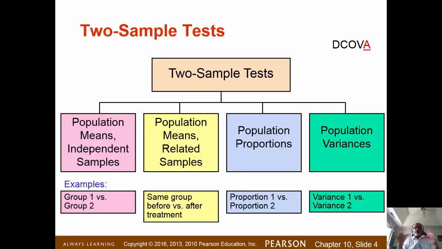So for the two population cases, we're going to do two sample tests. Here are the four scenarios: two population means with independent samples, two population means with related samples, two population proportions, and two population variances. So these are the two population tests that we will be dealing with. And of course there are multiple populations, 3 or more, and that analysis is called ANOVA, and we'll come to ANOVA after we get done with these four scenarios.